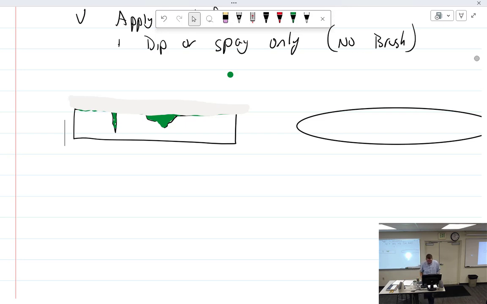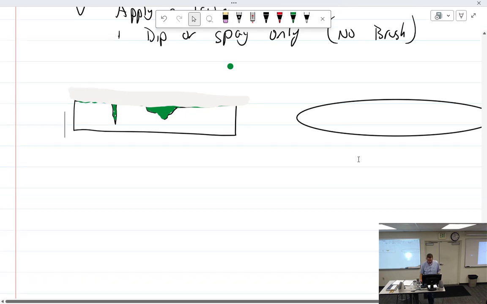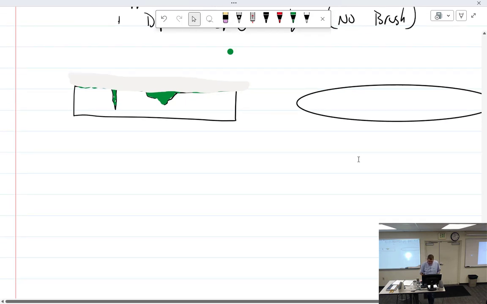But maybe it is. So all right, we have to dip or spray. We cannot brush it because the brush agitates it and will kind of ruin it. Emulsifier attacks a penetrant, but in theory only the surface penetrant. This washes away the surface but leaves the penetrant in the cracks. More sensitive than type A.